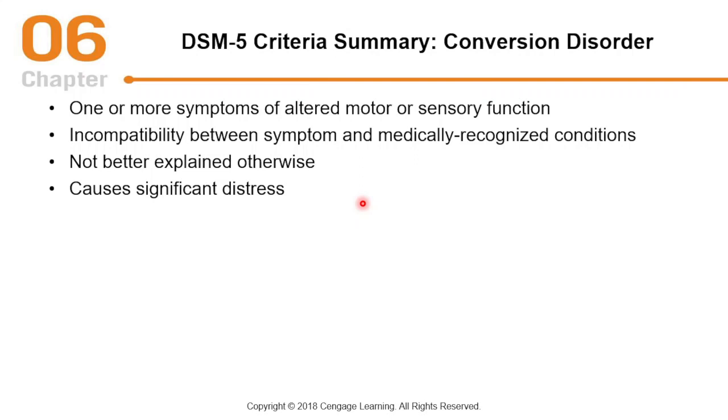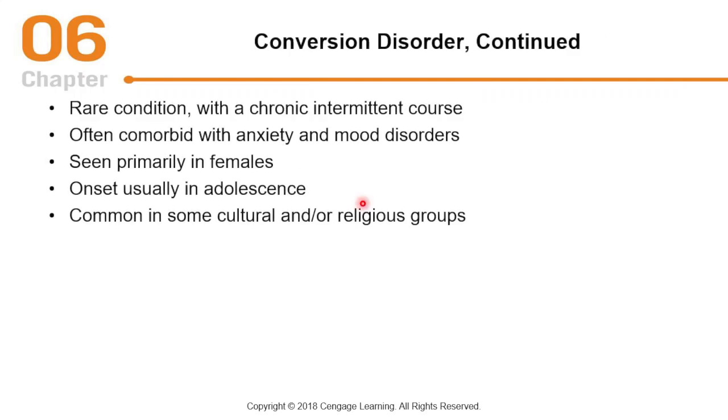Diba? So, yeah. But then, in terms of its statistics, the condition is rare, but with a chronic intermittent course. So, matagal siya, but then, parang pasulpot-sulpot siya. And we usually have this comorbid with anxiety and mood disorders, particularly seen with females, and the usual onset is on adolescents. Also, ang nakikita rin nila dito based on statistics is that it's common with some cultural or religious groups.